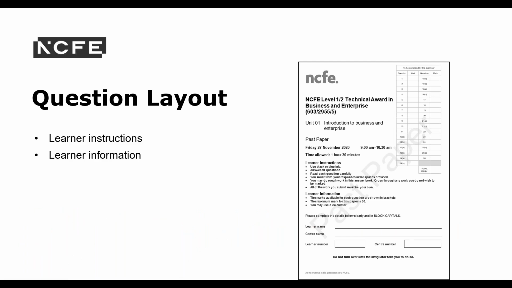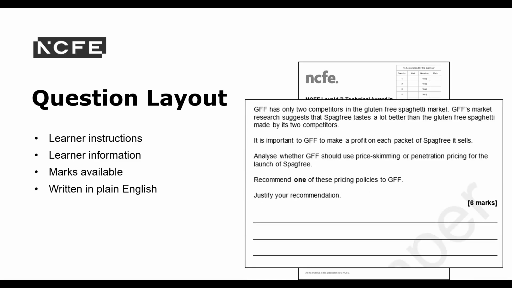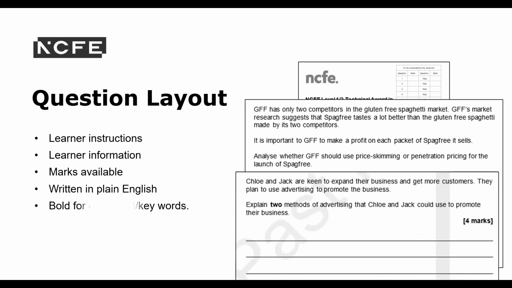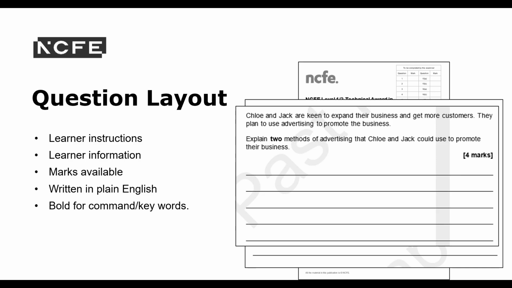The look of the external assessment paper will contain the learner instructions and learner information. It will also include how many marks the question is worth, 6 in this case, and they are written in plain English as much as possible to ensure it is accessible by the learners. Bolding is also used to highlight important aspects such as the command verbs, and other key words, like this example where the number 2 is bolded.